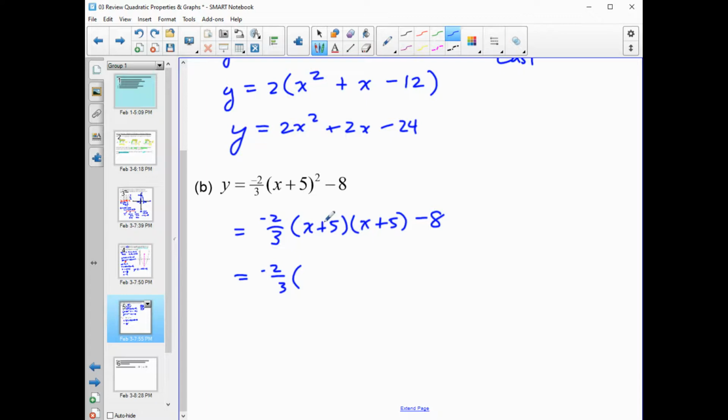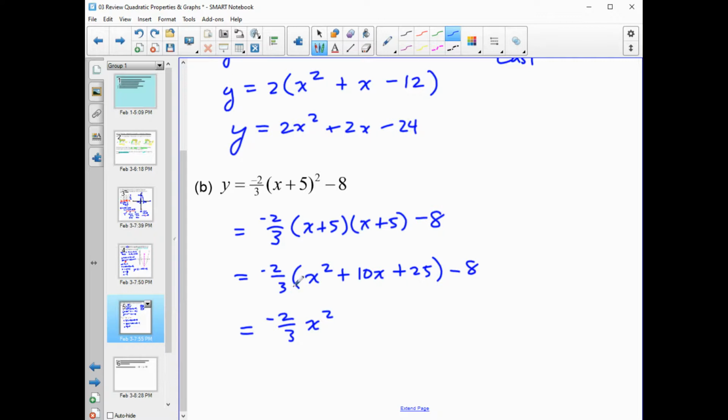And when I do this in one step, you end up with x squared. The middle term ends up being x times 5, which is 5x, plus another 5x, so that gives us plus 10x. And then the last is 5 times 5, the constant value, that's plus 25 minus 8. Now I distribute that fraction into the bracket, so I end up with negative 2/3 x squared.